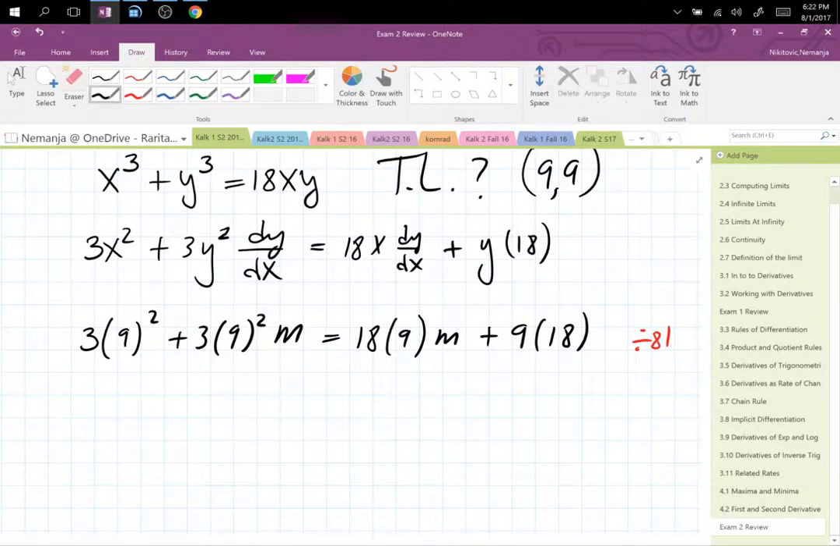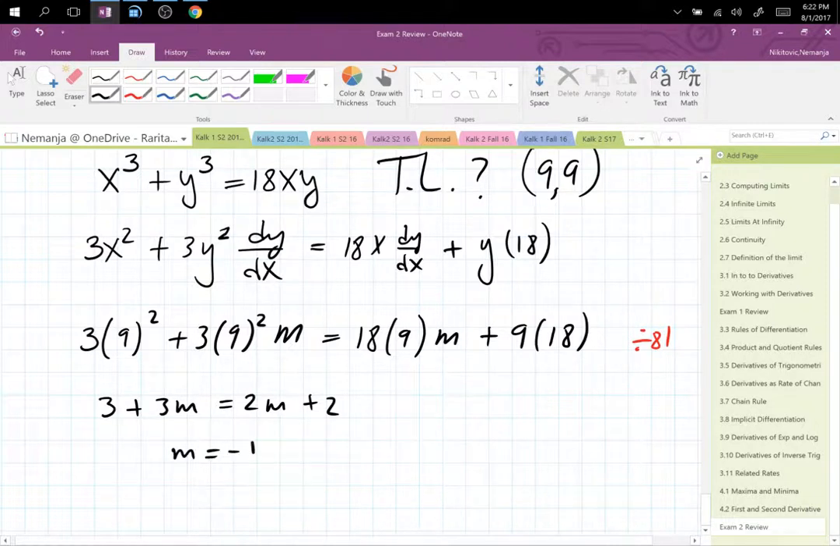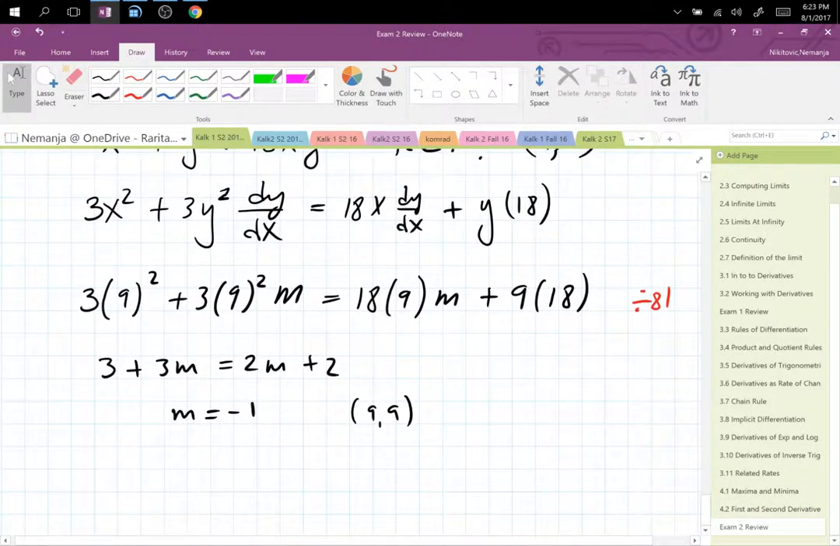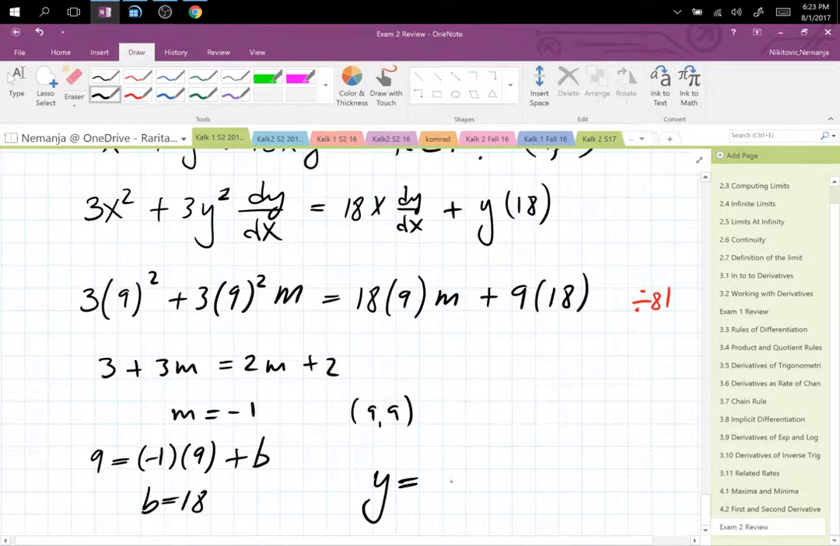So you actually have 3 plus 3m is equal to 2m plus 2. So m is equal to -1. And you have the point (9, 9). Pick your poison to get b. y equals mx plus b. So there's the tangent line.